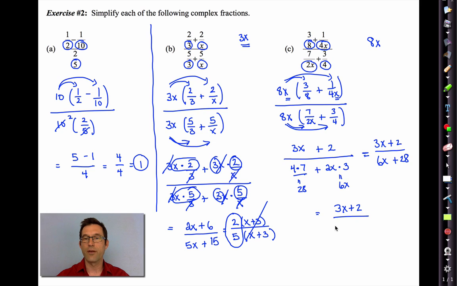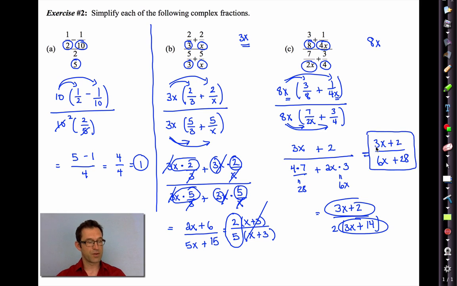We could pull a 2 out of both of those, and that would leave me with 3x plus 14. But notice that 3x plus 2 and that 3x plus 14 don't cancel each other. So we can actually leave our final answer just like that. I had to look at my final answer just to make sure I hadn't made a mistake, but that's it.